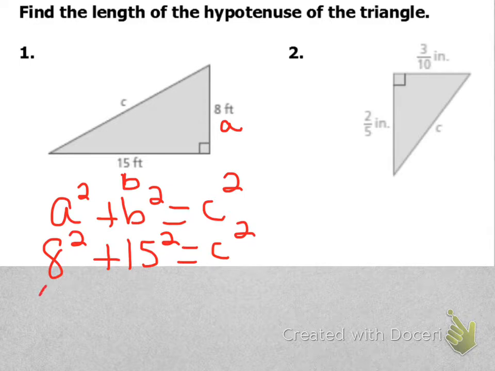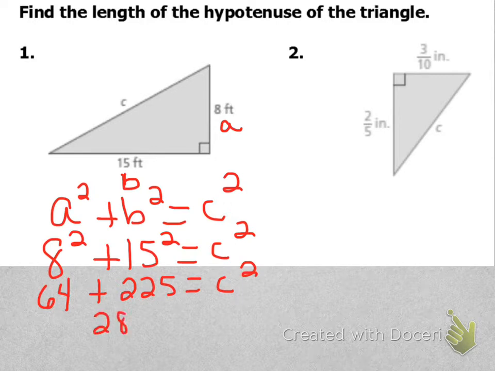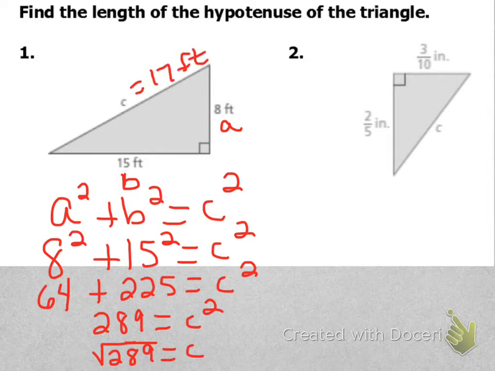So 8 times 8 is 64. 15 times 15 is 225. Equals c squared. We add up those two numbers. 64 plus 225 is 289 equals c squared. And now we do the square root. What times what is 289? So we're going to do the square root of 289, and that'll give us our c. The square root of 289 is 17. So my hypotenuse is 17 feet. The hypotenuse will always be your longest side.